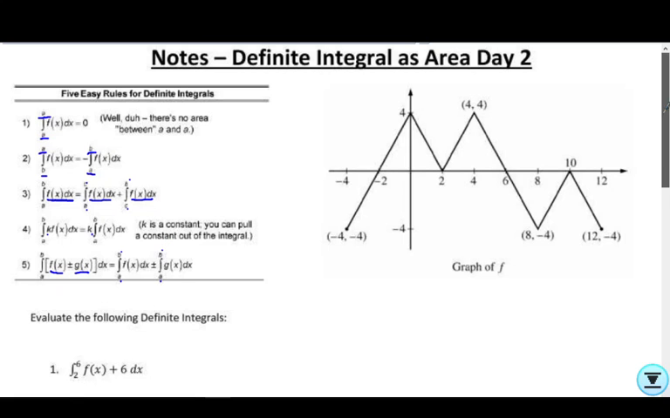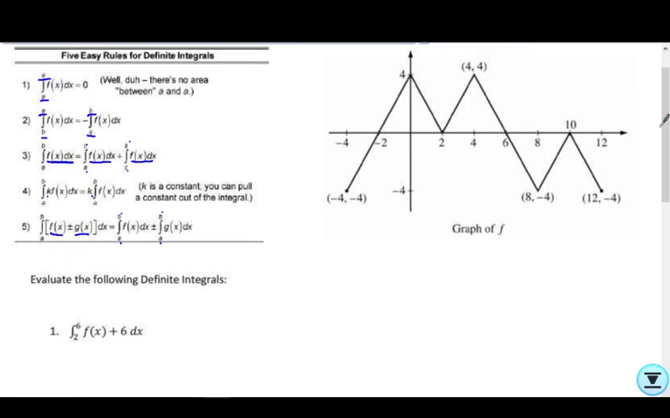Okay, so this first one. We've got this graph. That's our f. It says evaluate the following definite integrals. So number 1, I'm taking the integration from 2 to 6 of f of x plus 6 dx. And in this one, we're going to be using rule number 5. I'm actually going to split this into 2 integrals, so that I have the exact same limits for both.